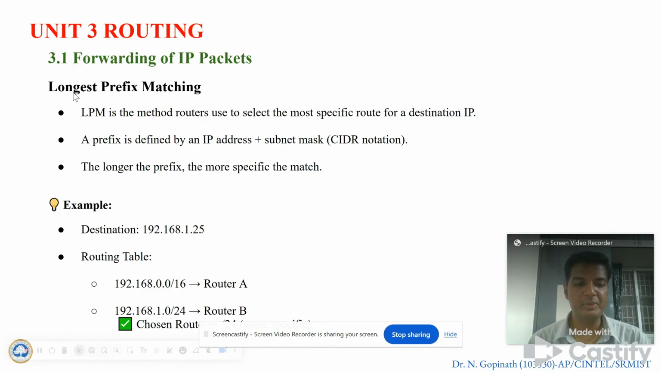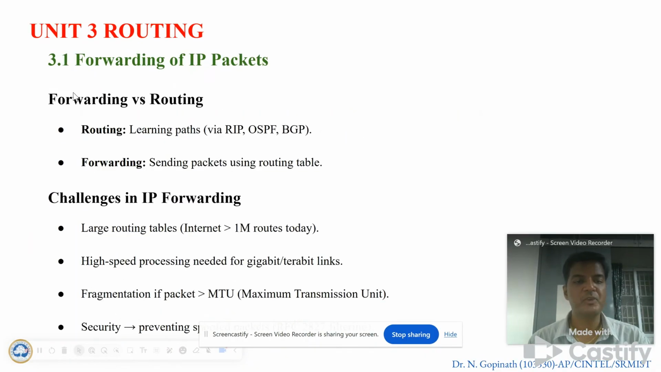Example given here. Suppose the destination host IP address is 192.168.1.25. From the routing table, 192.168.0.0/16 is found to be router A. Similarly, 192.168.1.0/24 is router B. So, router B is chosen for forwarding the packet.